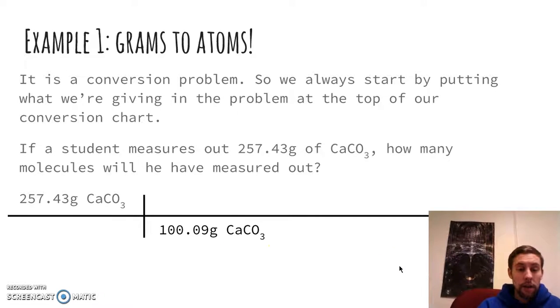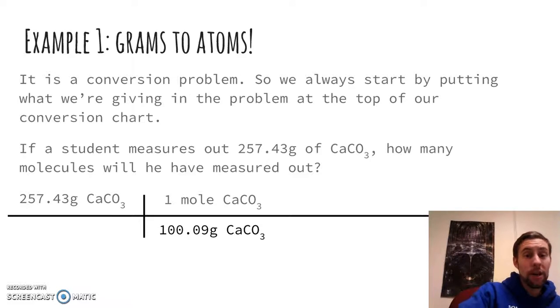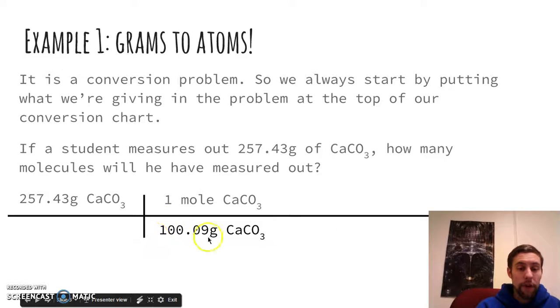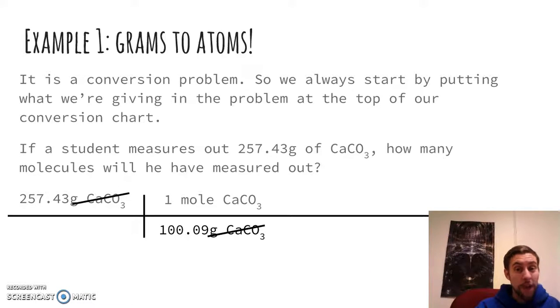So we're going to cancel the grams of calcium carbonate, and we know that that's equal to a mole. Where we got this 100.09 grams from, that's the molar mass of calcium carbonate. So 1 mole of calcium carbonate weighs 100.09 grams. We get that from adding up calcium, carbon, and oxygen from the periodic table, all rounded to 2 decimal places. Make sure you get the same number when you're doing it. We cancel grams of calcium carbonate. Both the units cancel, but not the numbers.